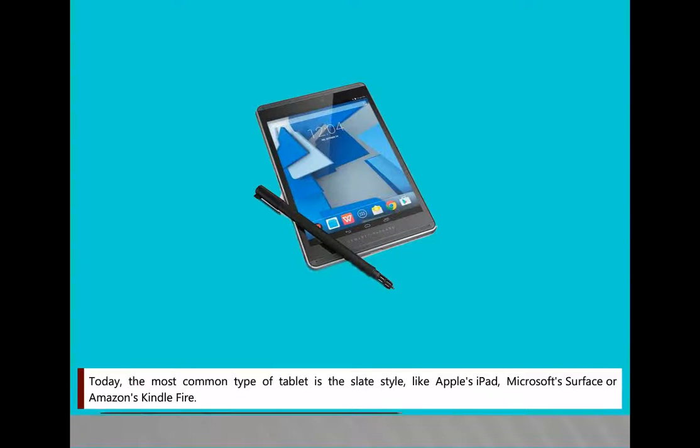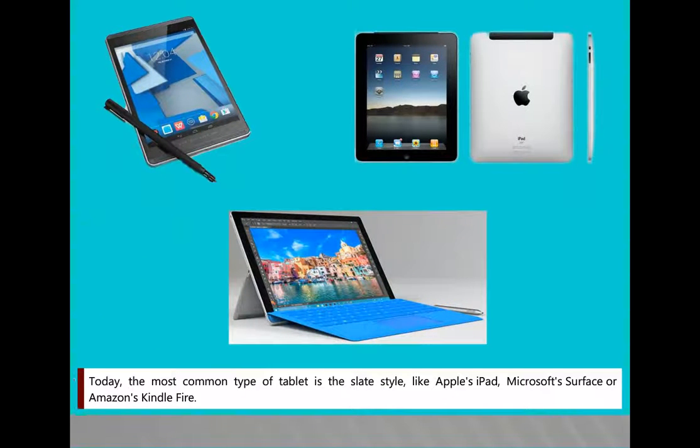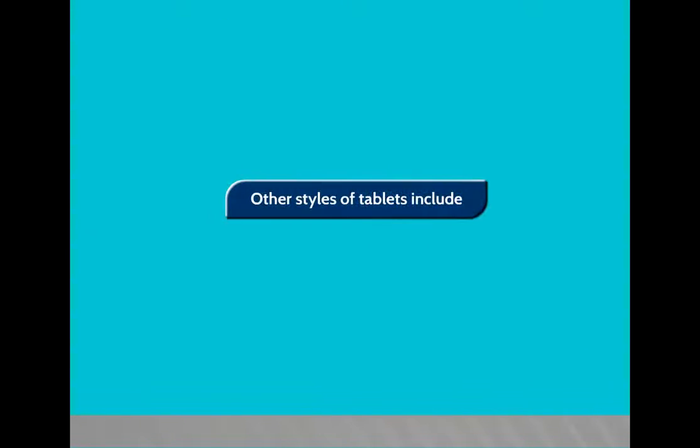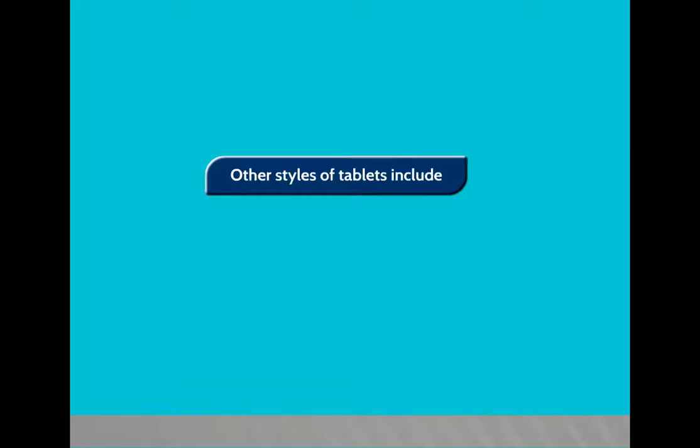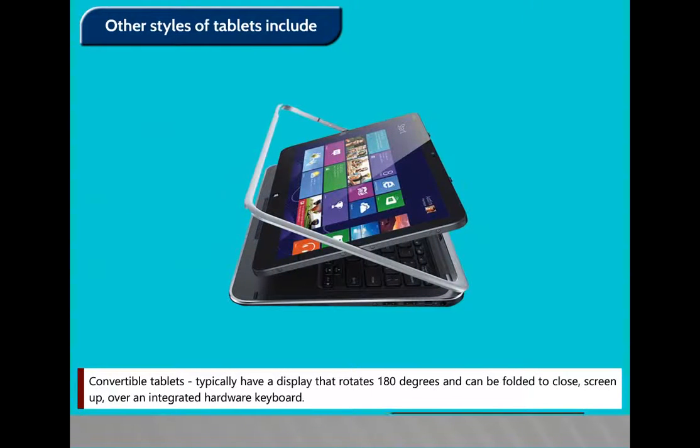Today, the most common type of tablet is a slate style, like Apple's iPad, Microsoft's Surface, or Amazon's Kindle Fire. Other styles of tablets include convertible tablets. Typically they have a display that rotates 180 degrees and can be folded to close the screen up over an integrated hardware keyboard.